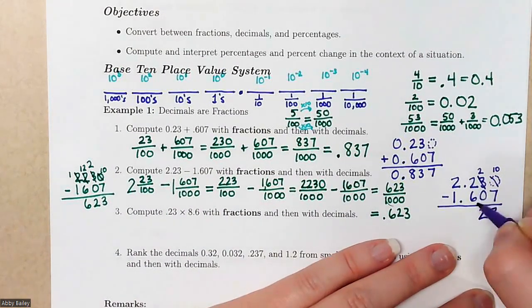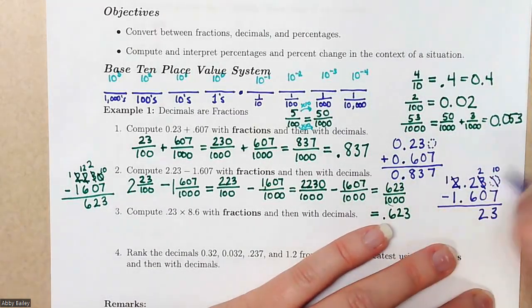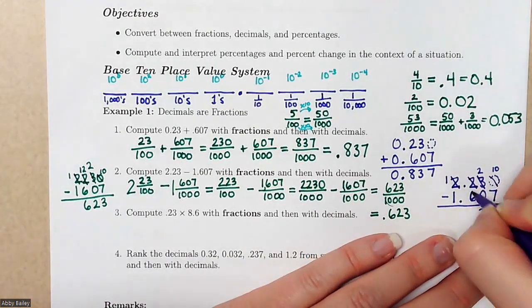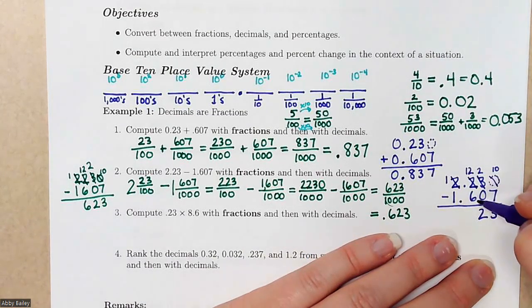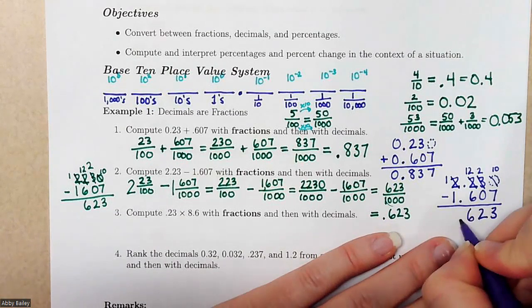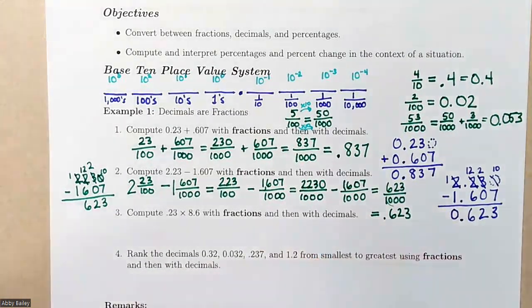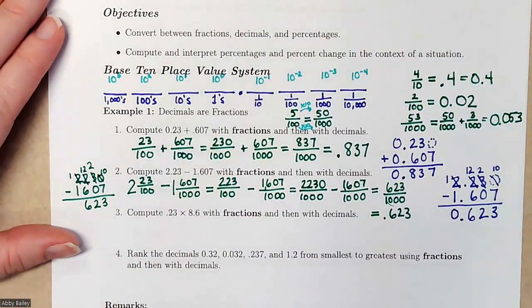I cannot take away 6 tenths if I only have 2 tenths. So here we go. I'm going to regroup. One of these wholes is going to become 10 tenths. So I have 2 tenths plus 10 tenths makes 12 tenths. 12 tenths take away 6 tenths is 6 tenths. 1 whole take away 1 whole is 0 wholes. And voila. Yes? Okay.